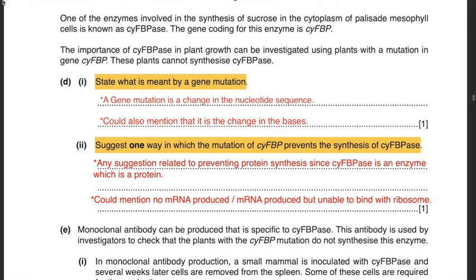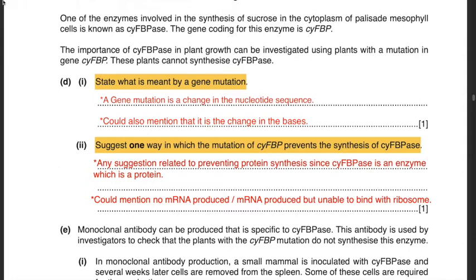One of the enzymes involved in the synthesis of sucrose in the cytoplasm of palisade mesophyll cells is known as Cy-FBPase. The gene coding for this enzyme is Cy-FBP. The importance of Cy-FBPase in plant growth can be investigated using plants with a mutation in gene Cy-FBP. These plants cannot synthesize Cy-FBPase. Part D1. State what is meant by a gene mutation.